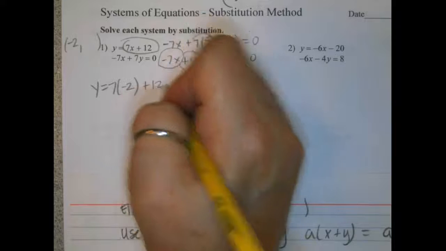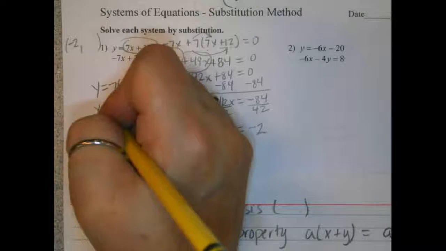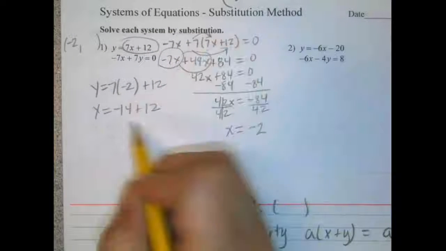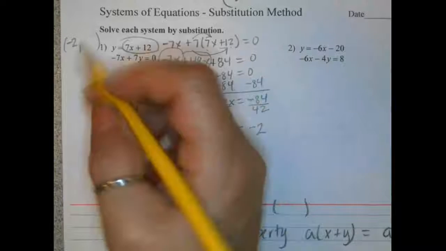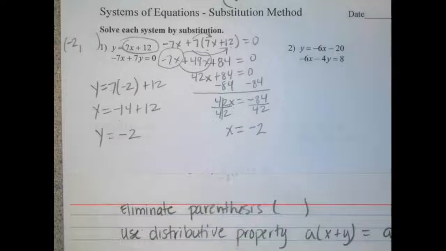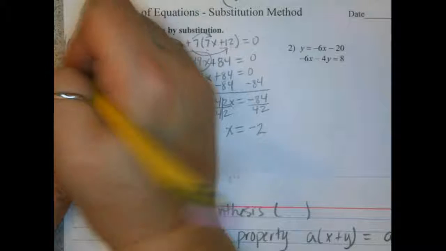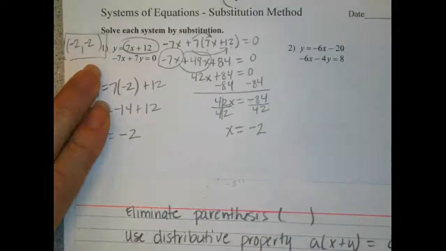plus 12. Right? So what is 7 times a negative 2? I have negative 14 plus 12. Can I combine these two? What is negative 14 plus 12? Negative 2, right? So now my y is also equal to negative 2, so my answer becomes this ordered pair of negative 2 comma negative 2.